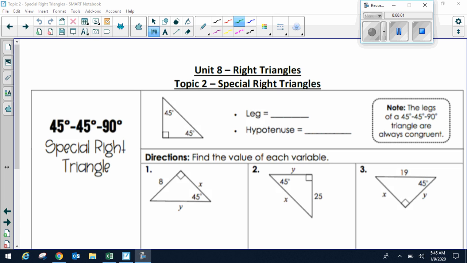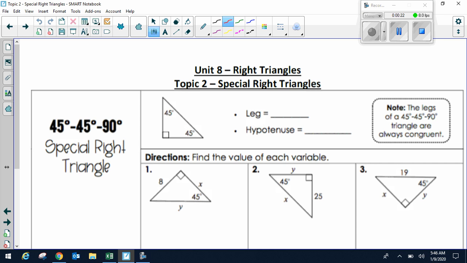Alright, today we're going to talk about special right triangles. What I mean by special right triangles is there are two types of triangles where you can find the exact length of the side lengths based on rules. The first one is called a 45, 45, 90 right triangle. That refers to the angles inside the triangle: you have two 45-degree angles and one 90-degree angle.